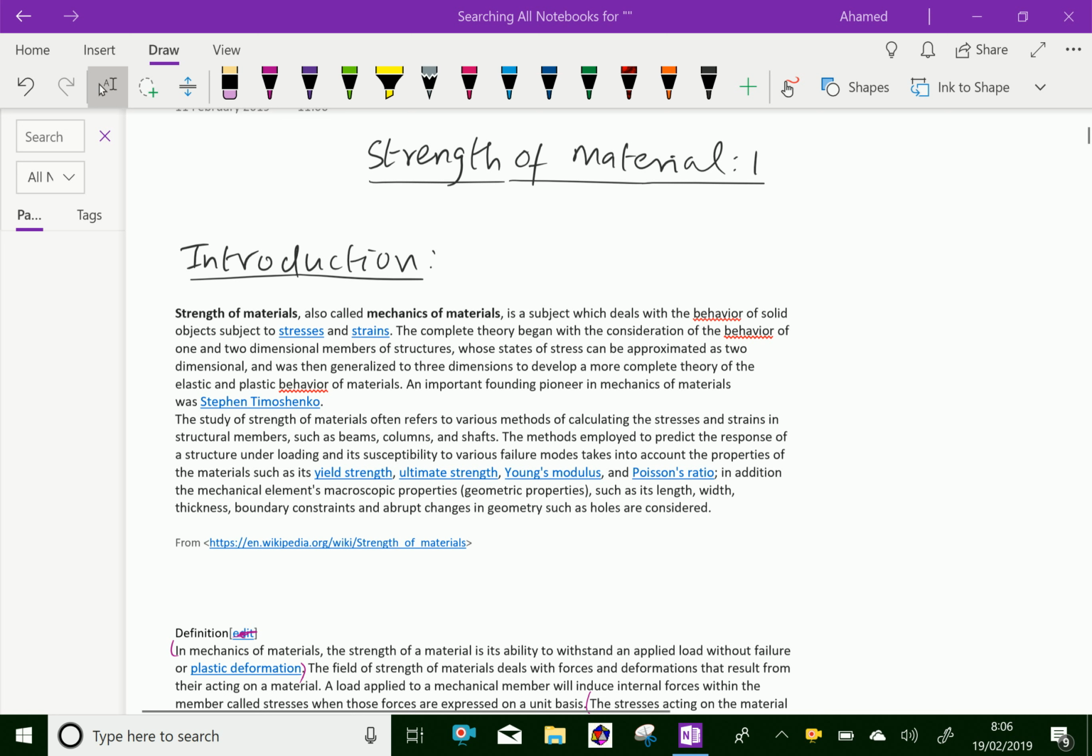In Strength of Material, let us discuss some introduction of strength of materials. Strength of materials, also called mechanics of materials, is a subject that deals with the behavior of solid objects subjected to stress and strain.